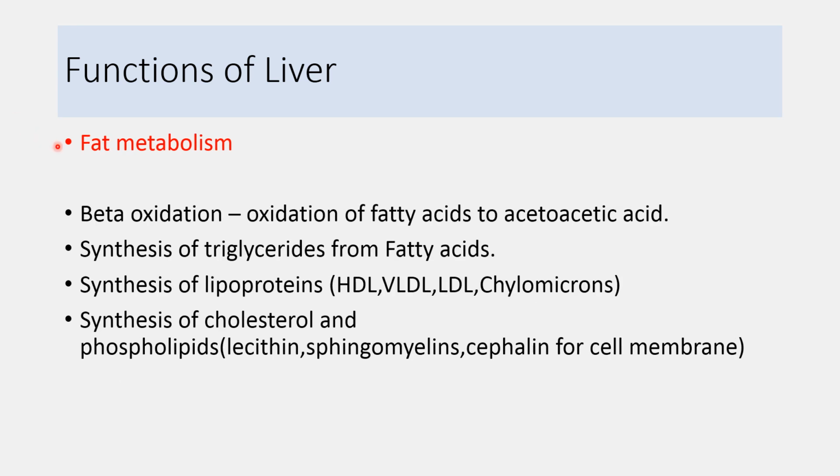Role of the liver in fat metabolism. Beta oxidation of fat occurs in the liver, that is the oxidation of fatty acids to acetoacetic acid. Synthesis of triglyceride from fatty acid occurs in the liver, as well as the synthesis of lipoproteins like HDL, VLDL, LDL and chylomicron.